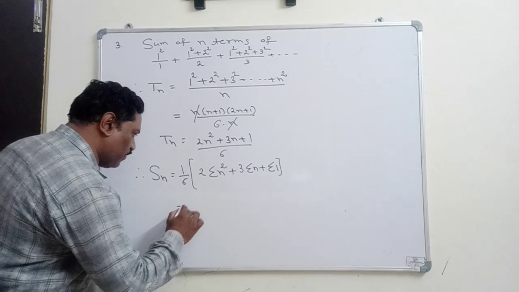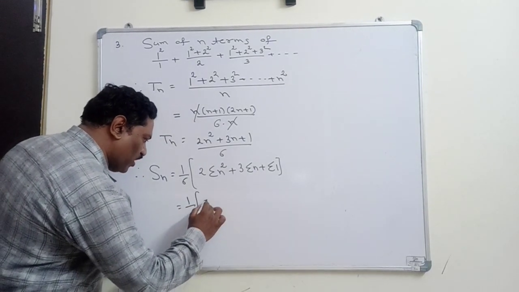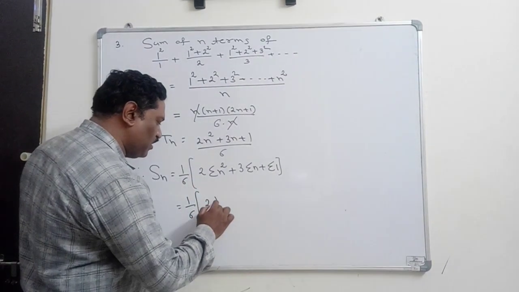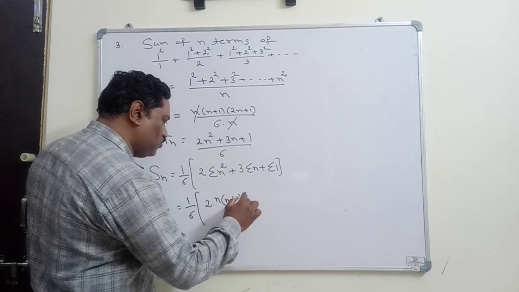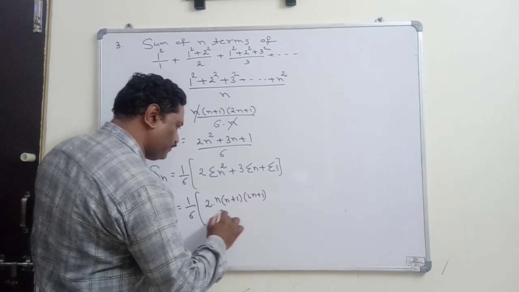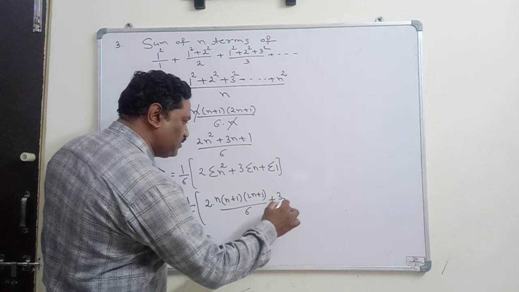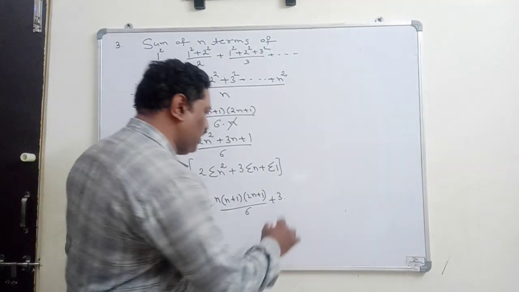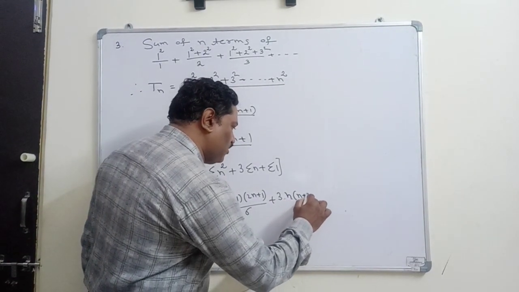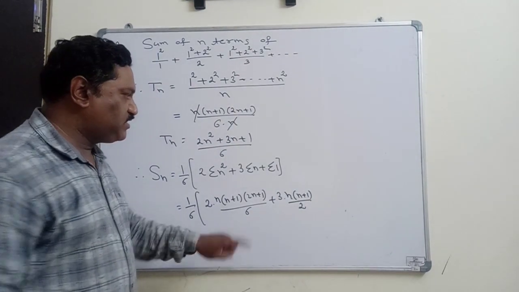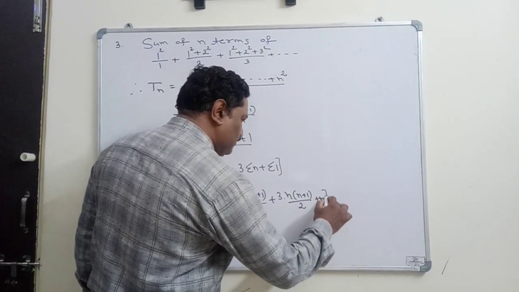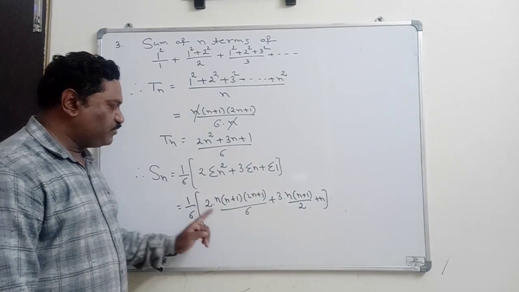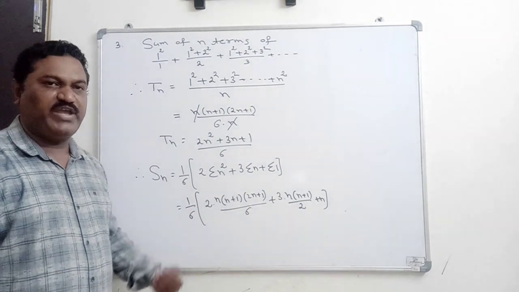For that, it is 1 by 6 into 2 times the formula for sigma n square, that represents the sum of the first n square natural numbers, that is n into n plus 1 into 2n plus 1 by 6, plus 3 times sigma n, that represents the sum of the first n natural numbers, that is n into n plus 1 by 2, plus sigma 1, that is n. So like that we will apply the formulas. Then we have to simplify this. For that, first observe the first 2 terms. From these 2 terms what can we take common?